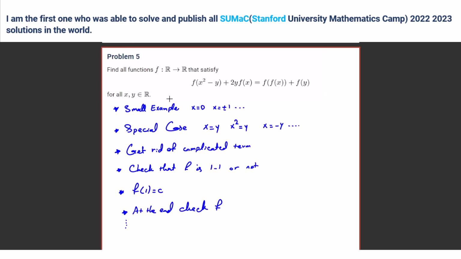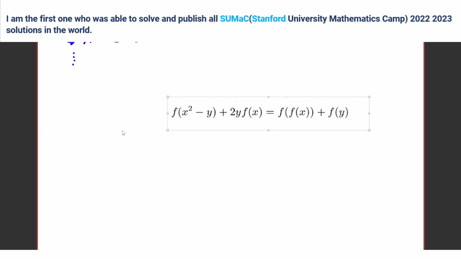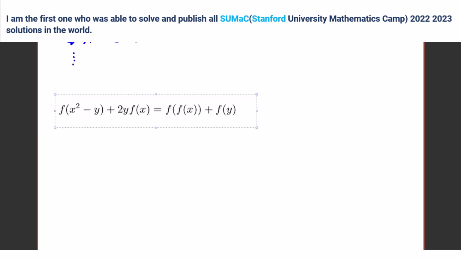Here we have real numbers. For example, if you have positive real numbers, we cannot check 0. Here f is from R to R, so we can check 0. Try to see what you can reach for this problem.